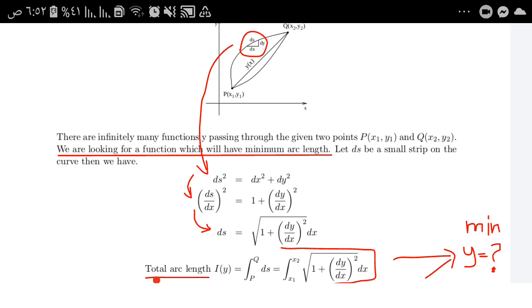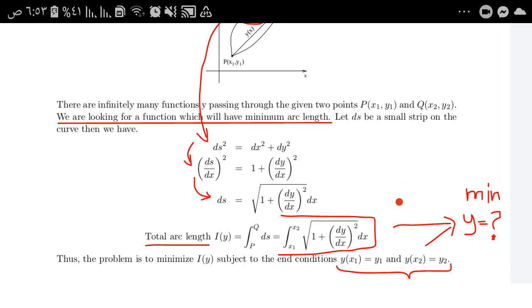In this example, the function that would produce the minimum arc length can be obtained easily. Find the solution to this example for the next session.